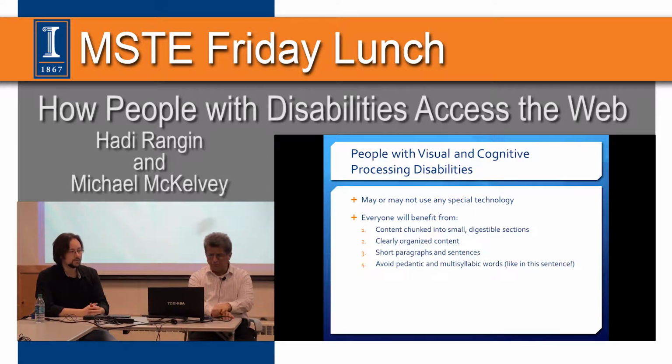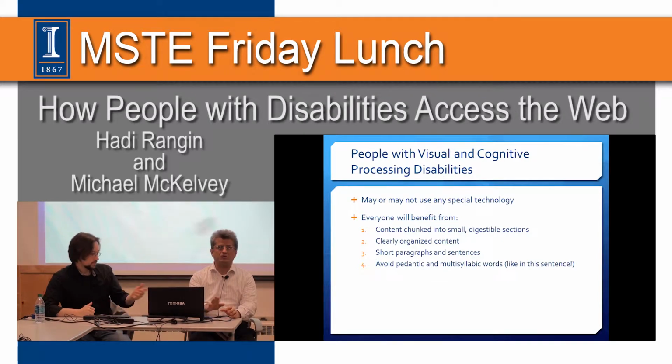So people with visual and cognitive processing disabilities may or may not use special technologies. Sometimes there's just not a technology there that is going to really help, but ways that we try to make a website more accessible to them involve making the content easier to understand, clearer, not too complex, avoiding pedantic and multisyllabic words, like that sentence right there. That's difficult for a lot of people to understand, but particularly for people who have some sort of cognitive disability.